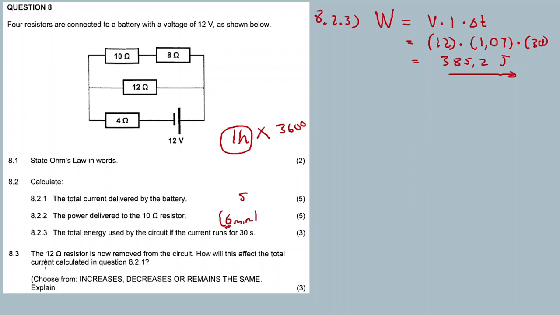This is our answer. Now, for the last question: the 12 ohm resistor is now removed from the circuit. How will this affect the total current calculated in question 1? All right, so what happens now? We remove this resistor. What's going to happen? Guys, I'm leaving this answer to you. In the comment section, please give me your answer and explain why you think it will increase, decrease, or remain the same. I want your answers in the comment section.